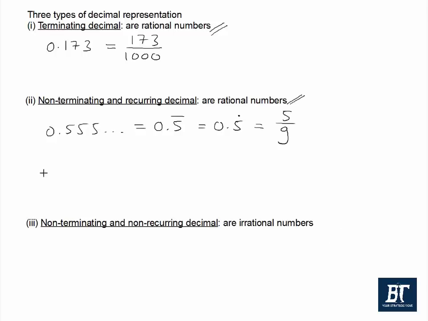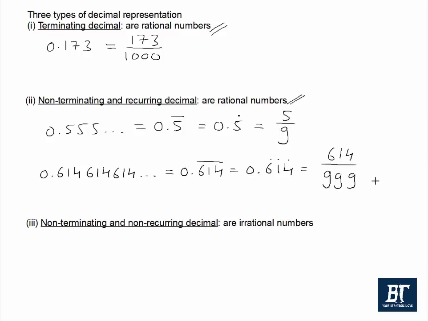Let's take one more example. 0.614614 dot dot dot equals 614 whole bar, or we can also write it as 614 with dots on the top, and then we can write it as 614 divided by 999. We'll see in upcoming chapters how we can write these. So this is also a rational number. So non-terminating and recurring decimals are rational numbers. Recurring means these numbers reoccur over and over again.